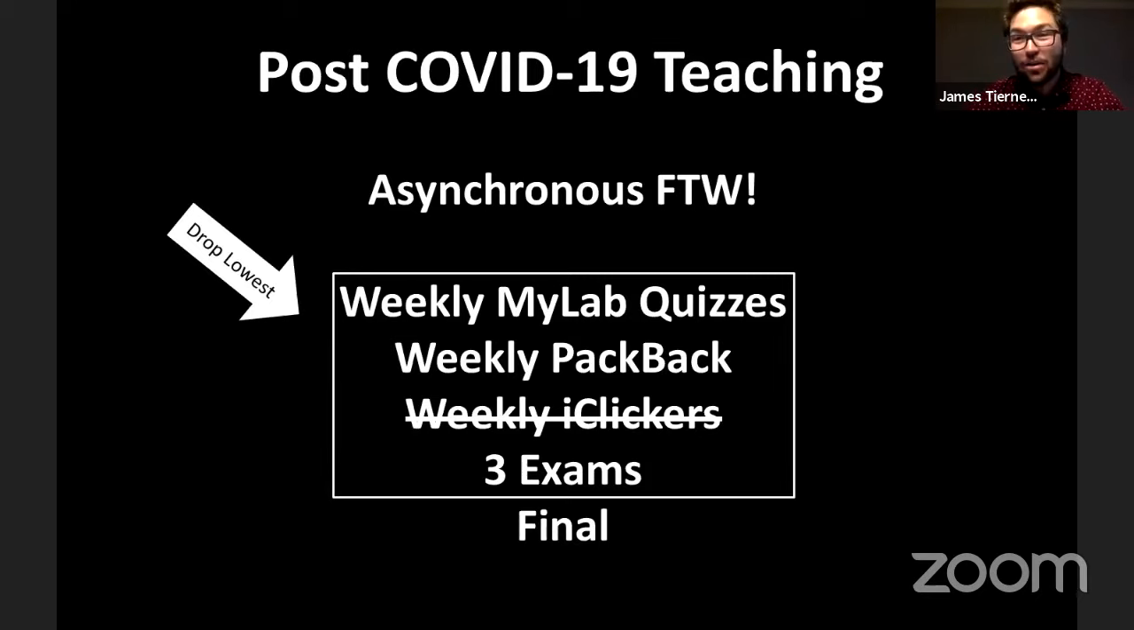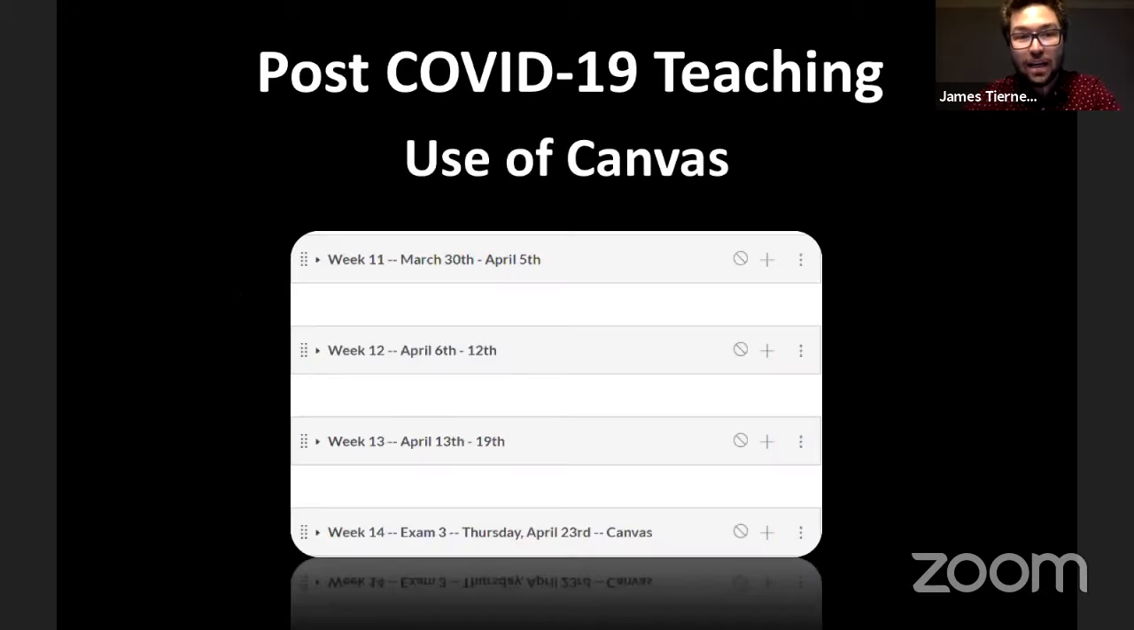So I went asynchronous right away. Again, I had a little bit of a head start because I was already developing an asynchronous course for World Campus. I kept everything the same except for weekly iClickers. I did checkpoint quizzes within Canvas. I'll show you my Canvas here in a second. Notice how instead of it being a topic, I went to weeks: week 11, week 13, week 14. And the exam week was only the exam, giving students time to ask questions and prepare.